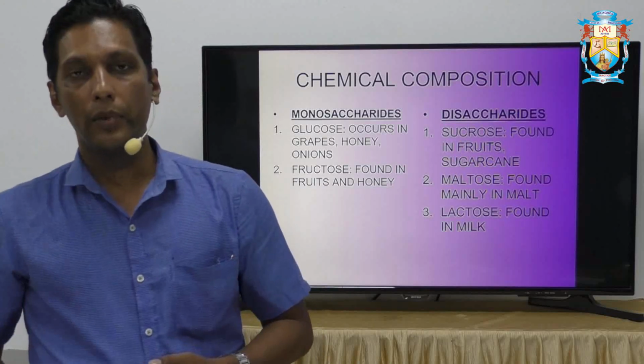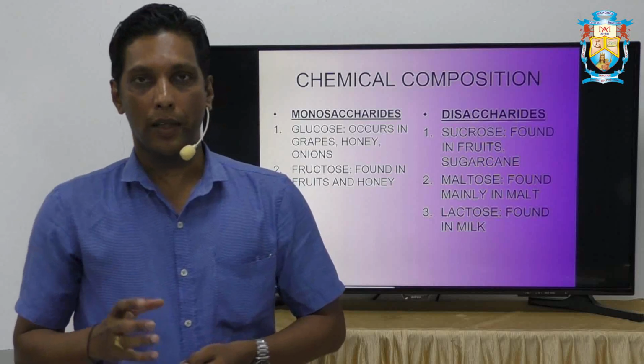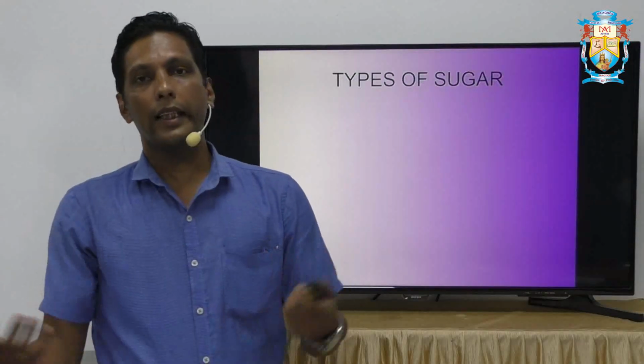Lactose is a very common kind of chemical composition of sugar which is found in dairy products, like milk. And next comes the types of sugar.